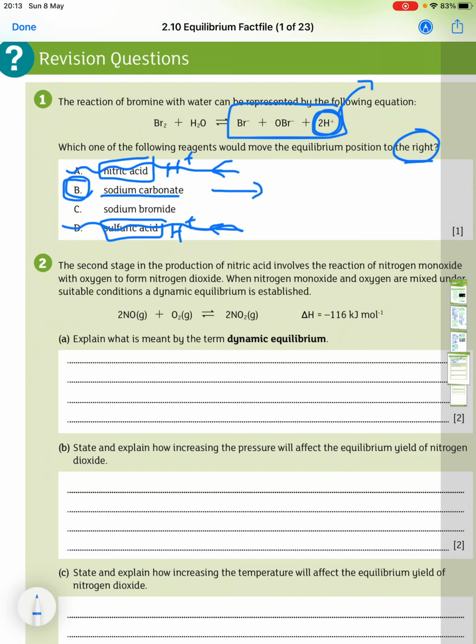And just then to check the last one, sodium bromide, that would give us the bromide ions, which appear on the right hand side. Increasing the concentration of the reactant on the right hand side, it's going to cause the reaction to compensate and move equilibrium to the left. We can rule that out as well. So the answer is indeed B, sodium carbonate.